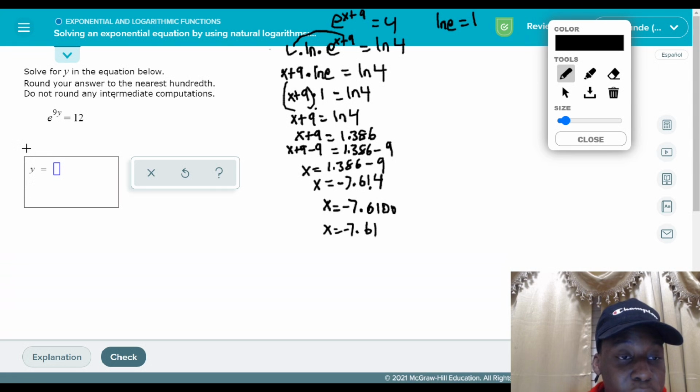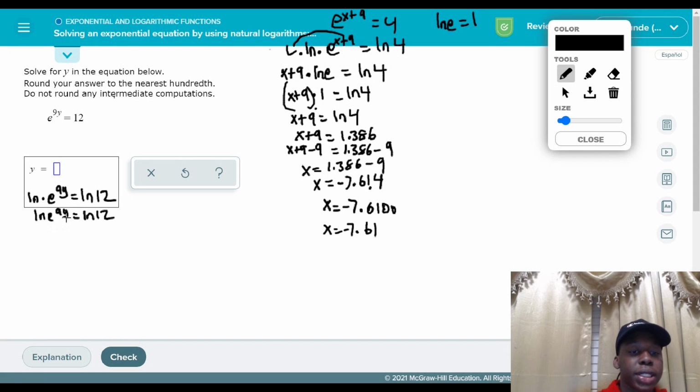The first step that I said in the first example is to take the logarithm of both sides. So I'm going to put a ln here and a ln here like I did over here. So I'll apply ln to e to the power of 9y equals ln 12. So this is ln e to the power of 9y equals ln 12.